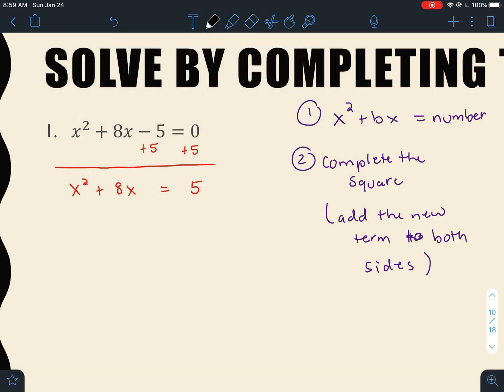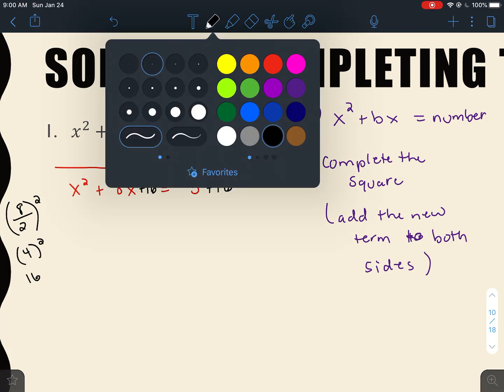So to complete the square, you take the b term, which is 8, you divide it by 2, and then you square it. 8 divided by 2 is 4, and 4 squared is 16. So to complete the square, I'm going to add 16. But remember, since it's an equation, whatever I do to one side, I have to do to the other side. So I'm going to add 16 to the other side as well.